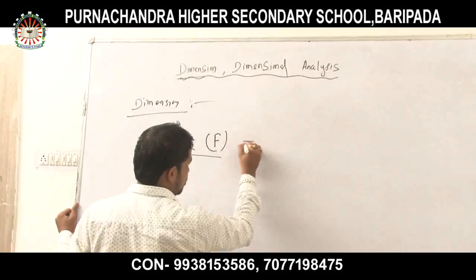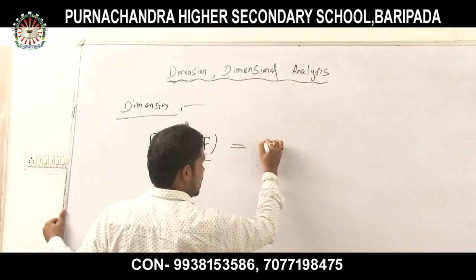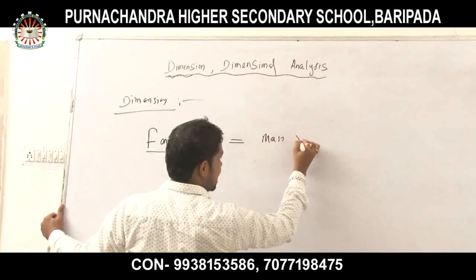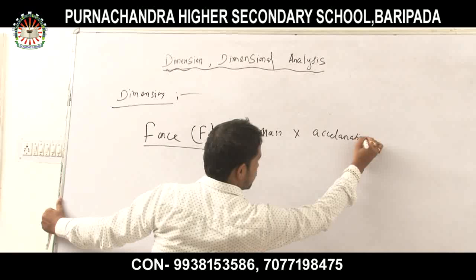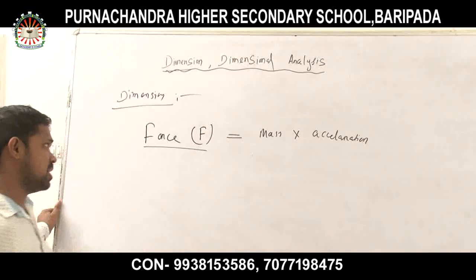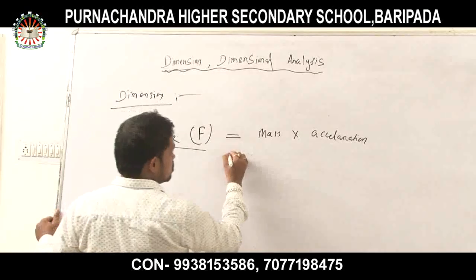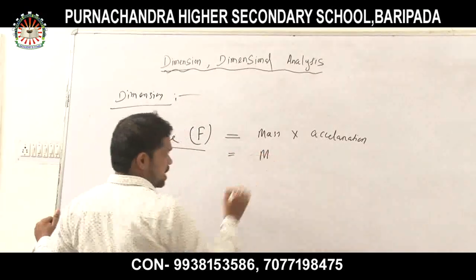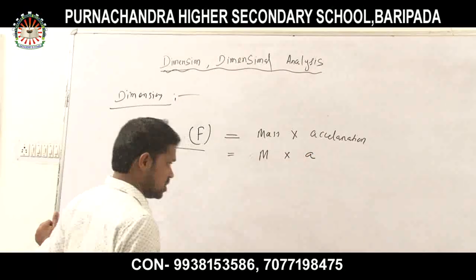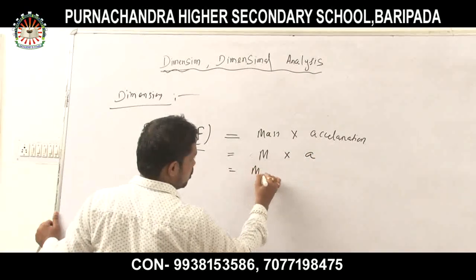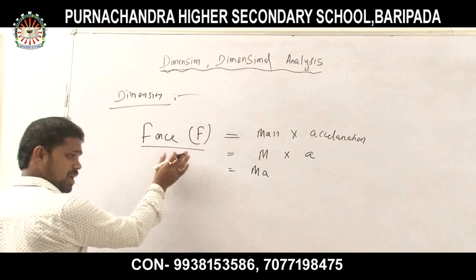So what is the general formula of force? I think all of you know this very fundamental formula. Force is mass into acceleration. Suppose for mass I take m, and for acceleration I take a. So force is equal to ma. This is the formula. Now, with the help of this formula, we have to find out the dimension.